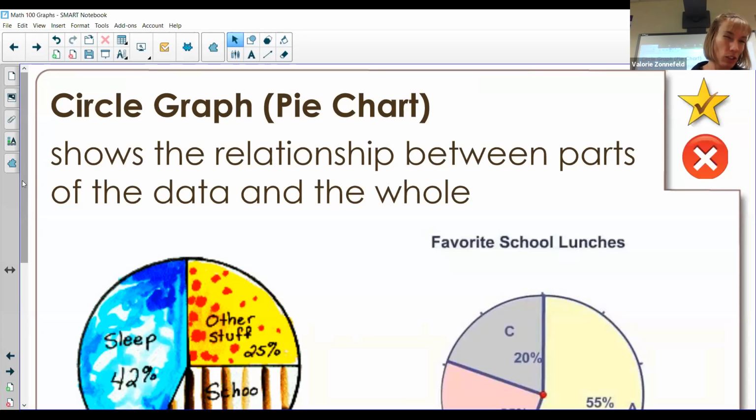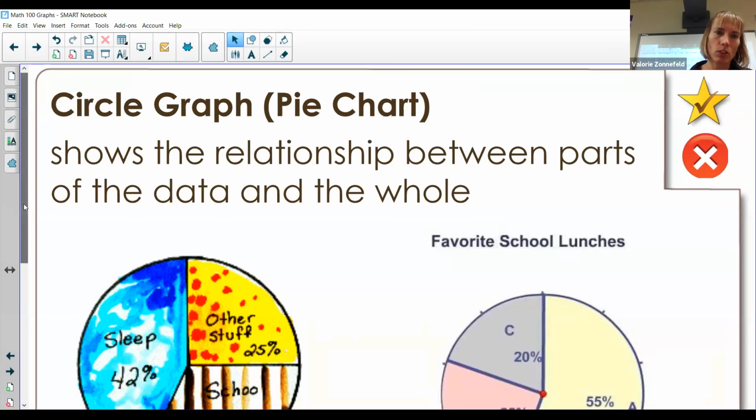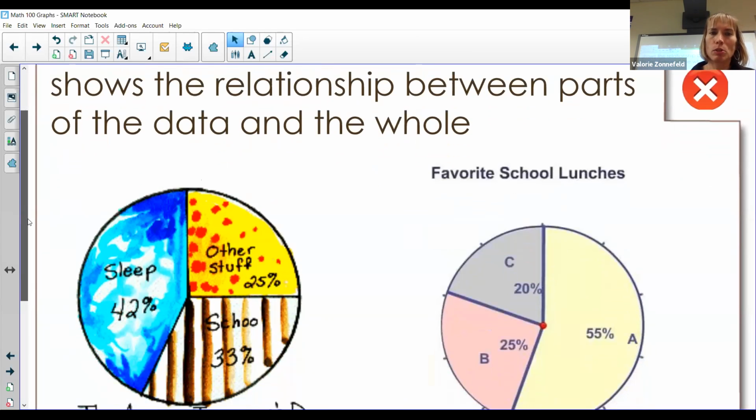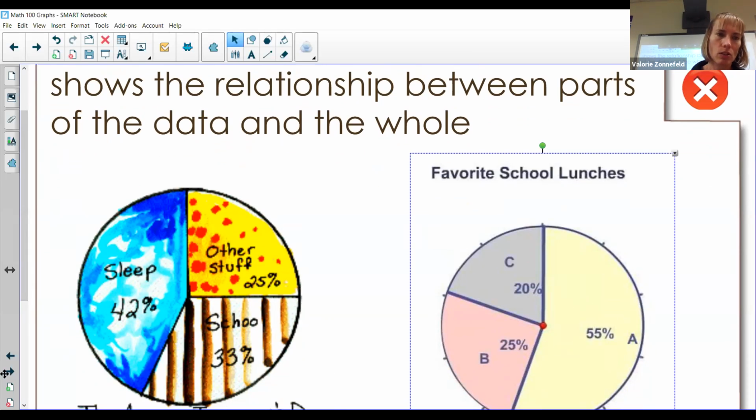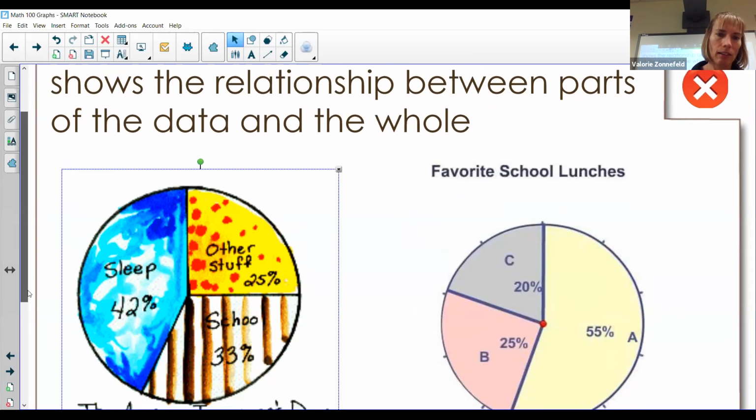So the first kind is a circle graph, also called a pie chart. It shows the relationship between parts. The key with a pie graph is that you have to have all of the data there or it doesn't work. It needs to add up to 100%. So if we look at this one, the favorite school lunches, 20% plus 25% plus 55% adds up to 100%. It doesn't make sense to use a pie chart if you don't have 100% of the data. So that's one sticky thing about that.